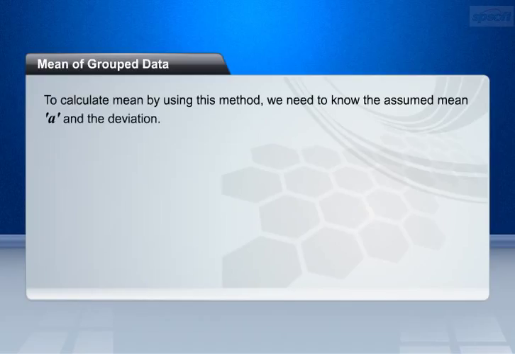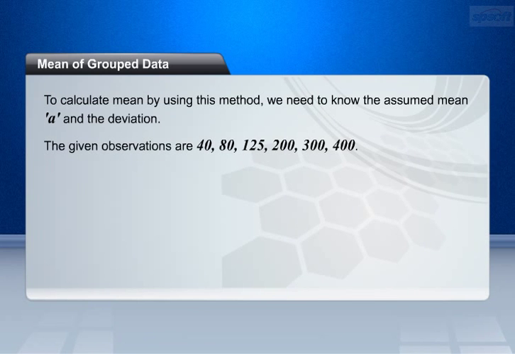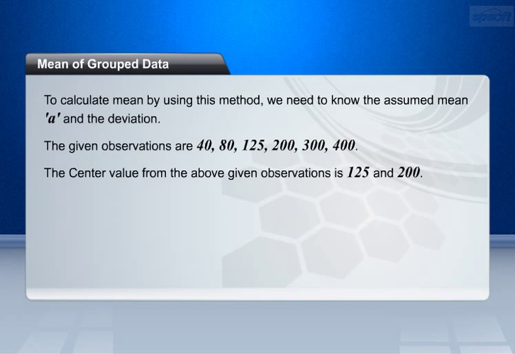To calculate the mean by using this method, we need to know the assumed mean A and the deviation. The given observations, that is, class marks are 40, 80, 125, 200, 300, 400. The center values from the above given observations are 125 and 200. Therefore, A equals 125 or A equals 200. Now, let us choose A equals 200.